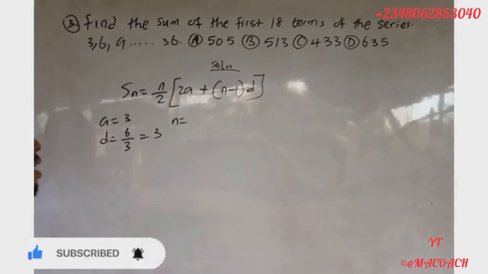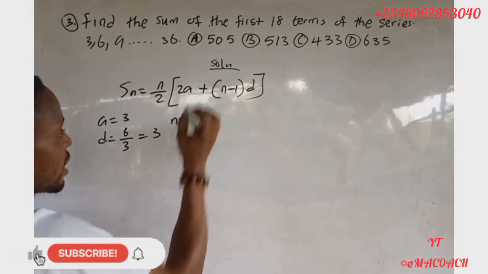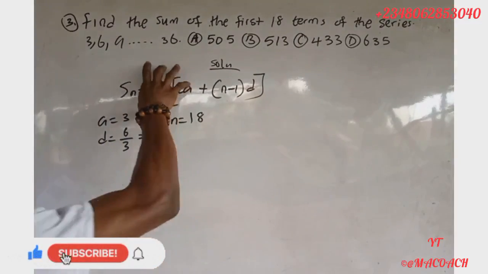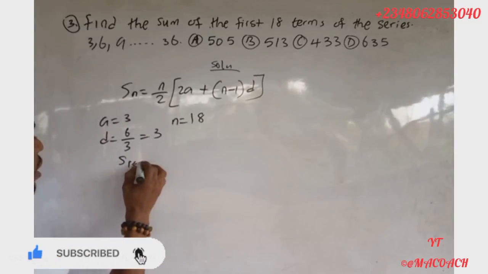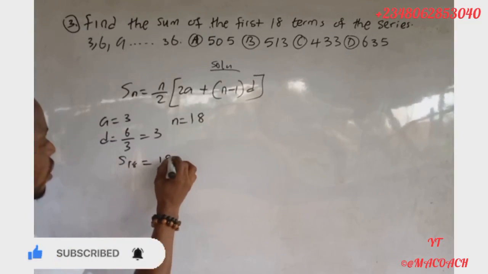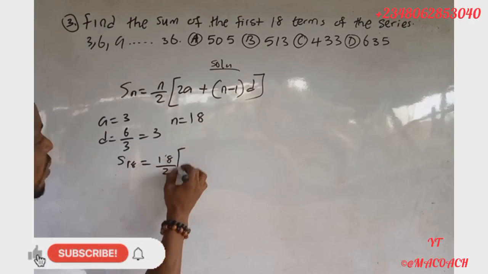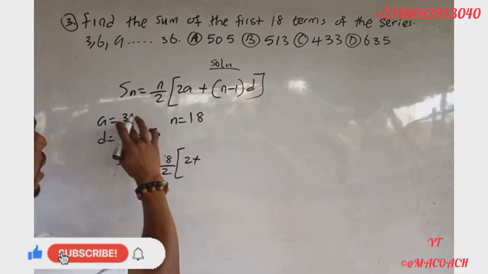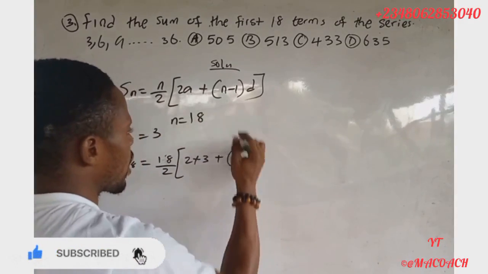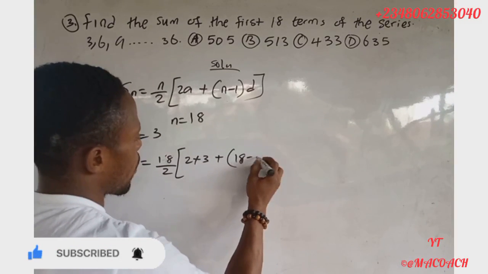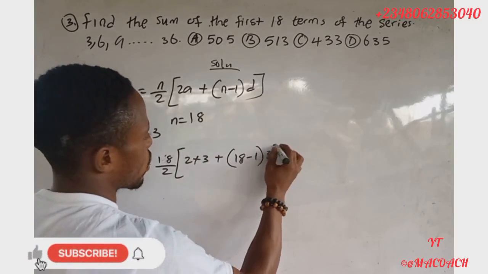So now what's our n? The value of n. The question is to find the sum of the first 18 terms. So our n is equal to 18. Okay? So let's put it into the original formula. We have S18 equal to 18 over 2, open brackets, 2 times a, which is 3, plus open small bracket 18 minus 1, close bracket, multiplied by d, which is 3. Close the bracket.